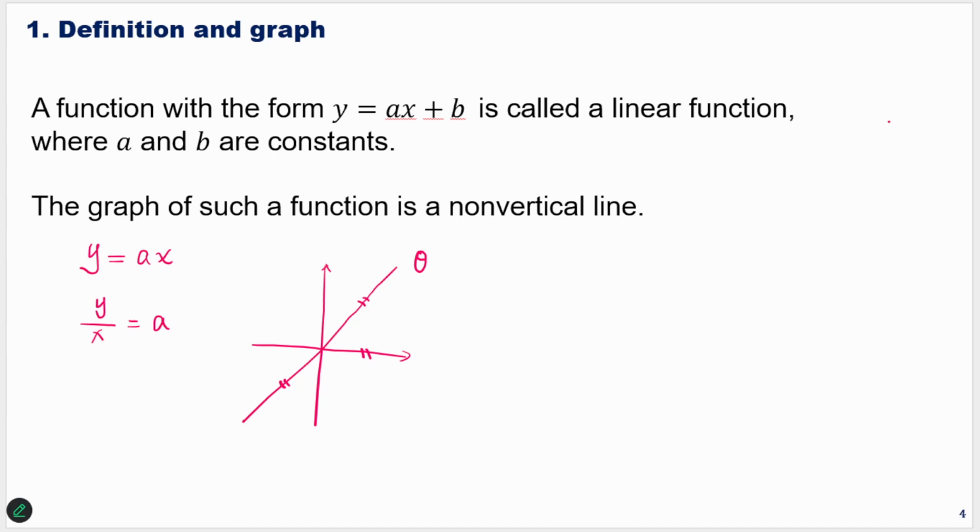And then if you simply add b, we simply translate the whole graph up or down by b units. So it's still a line, right? So as you can see here, the graph of a linear function is a line.